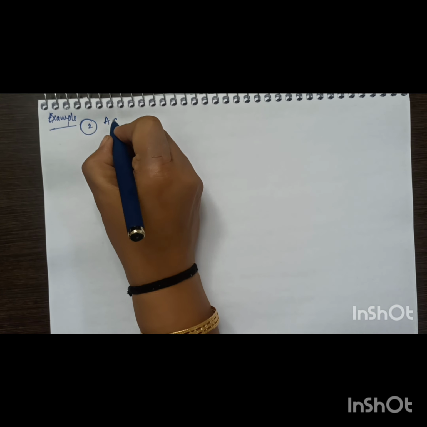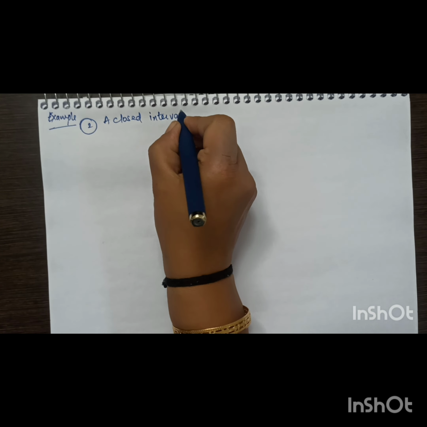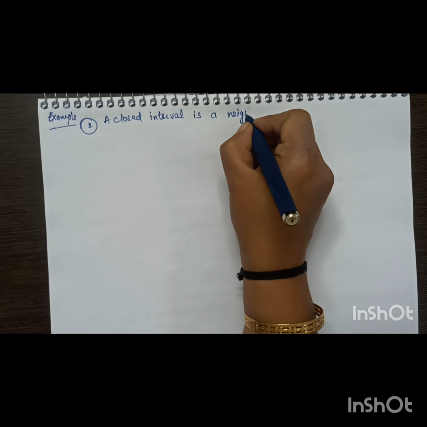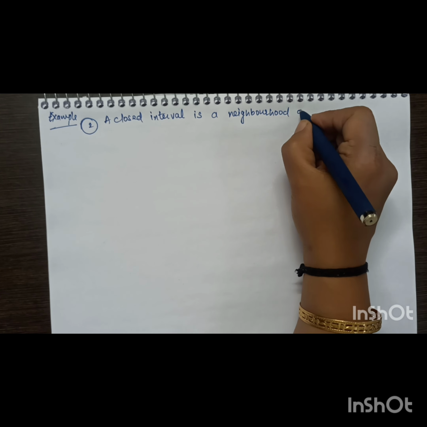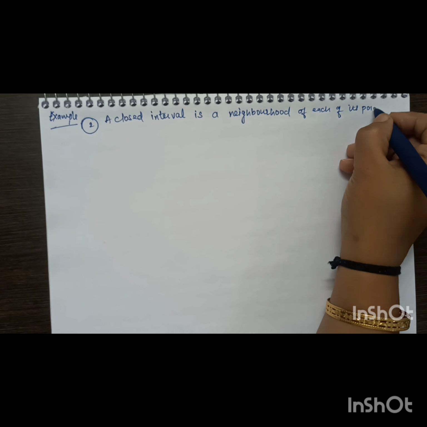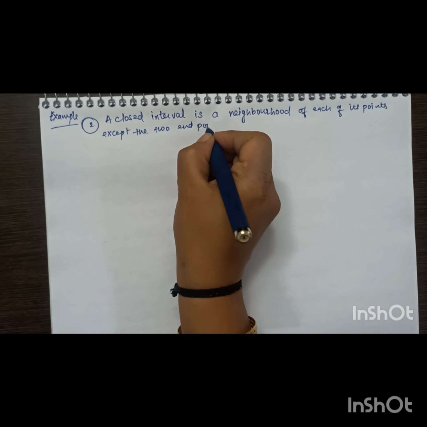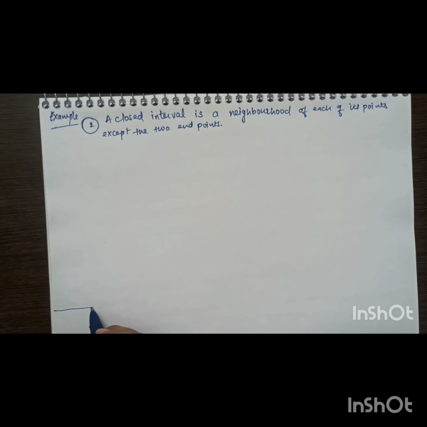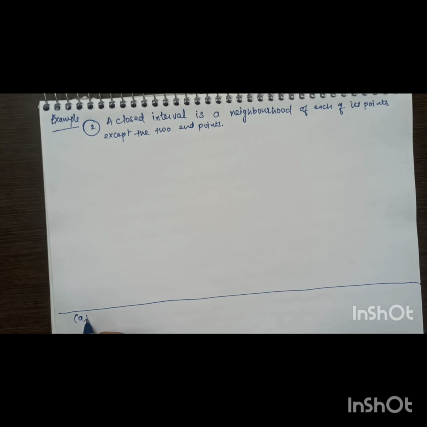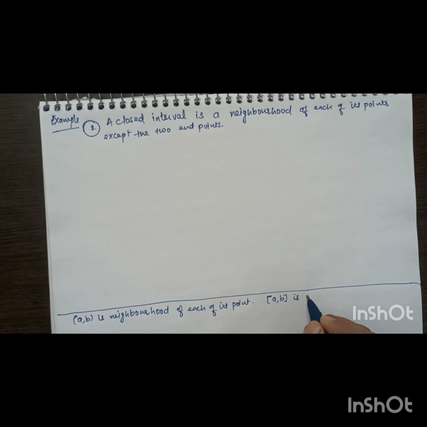Second example: a closed interval is a neighborhood of each of its points except the boundary points. A closed interval is a neighborhood of each of its points except the two endpoints. We have just proved an open interval is a neighborhood of each of its points. We'll be using this result to prove this second result. Now we need to prove a closed interval AB is a neighborhood of each of its points except the boundary points A and B.